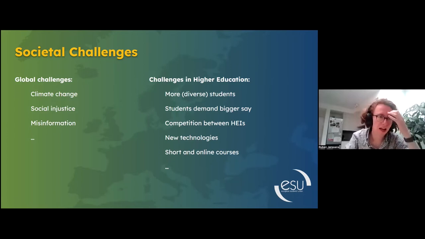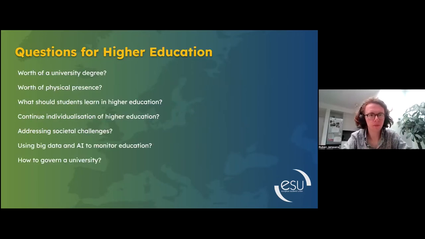So we need to think, how do we tackle all of those challenges, and how do we really train the students to be ready for the future? So these challenges raise a number of questions for higher education, such as, is a traditional university degree still worth something? What is it worth to actually be physically present at the campus?